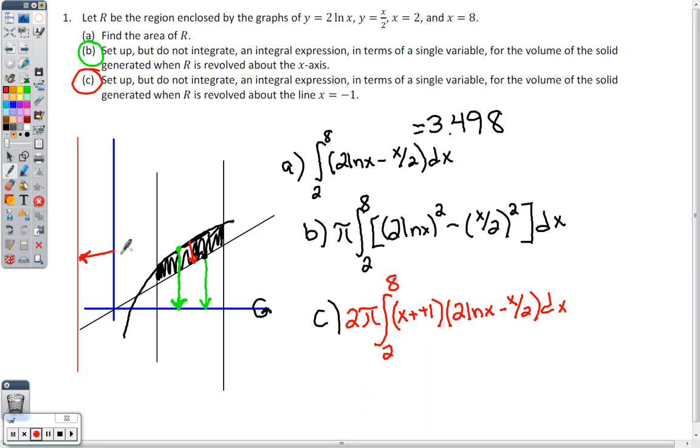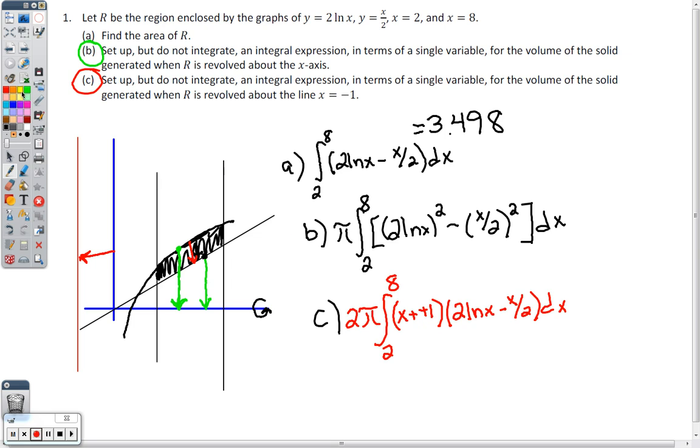And that's it. So with shells, you have a radius, and the radius goes from the axis to the line, and then the height of your area, and that's it. Okay. Now we could do this using discs and washers if we prefer, but then we'd have to switch everything over and do it in y, because you always have to match.